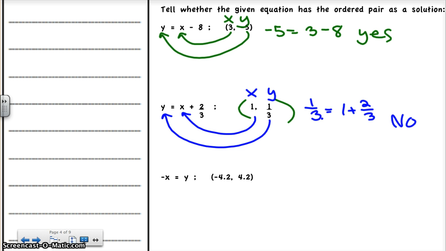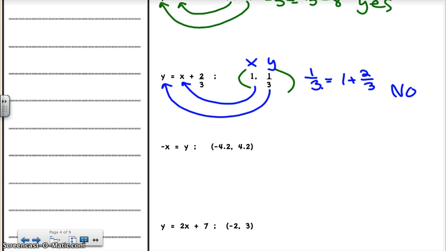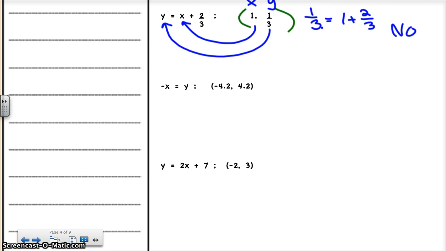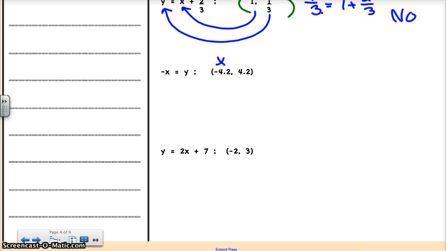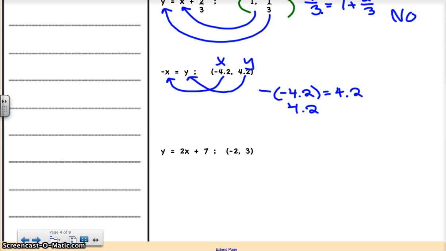The next one is a little difficult. So it looks, it's really not too shabby. Again, I'm writing my x and my y. x goes here. y goes here. Negative x. x is -4.2. So it's a negative negative 4.2. Does that equal 4.2? Yes, it sure does equal. This turns into positive 4.2. Sure does equal 4.2. Right?